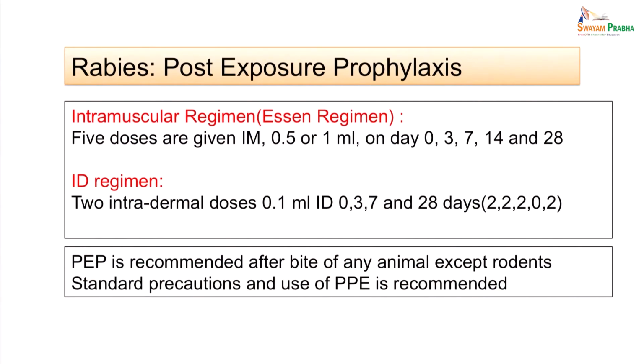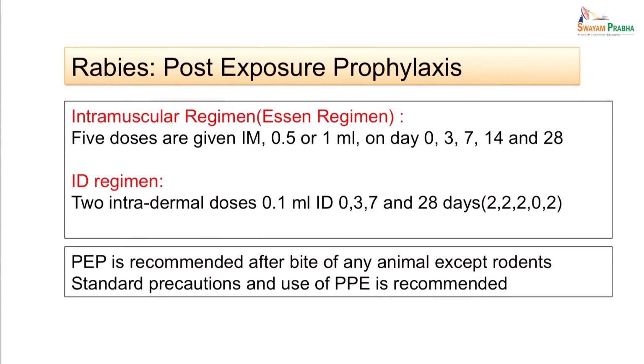So, two different types of regimens are usually employed. The intramuscular regimen, also known as the Essen regimen, includes 5 doses of 0.5 or 1 ml, given intramuscularly on day 0, 3, 7, 14 and 28. The other regimen commonly used is the intradermal regimen. For the intradermal regimen, two intradermal doses are given on each day. So, 0.1 ml is given intradermally on days 0, 3, 7 and 28.